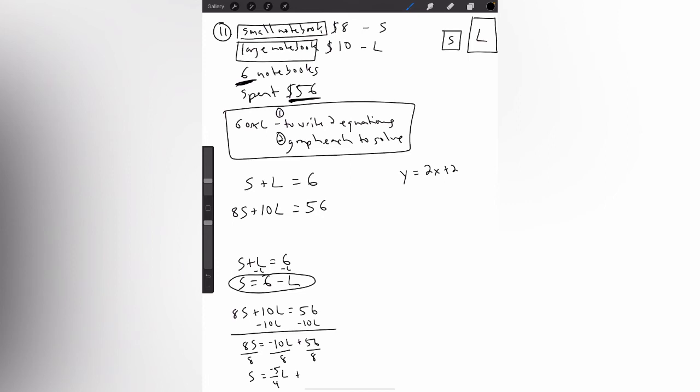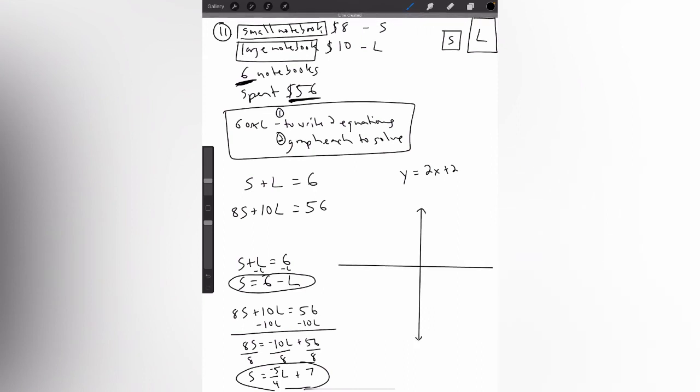Plus 56 divided by 8 is 7. Okay? So I've got these 2 equations here, and I go ahead and graph them and see if I can somehow find my answer. Now normally, like I said, this is going to take a graphing calculator to get perfectly right. So this is going to be a trial and error process.